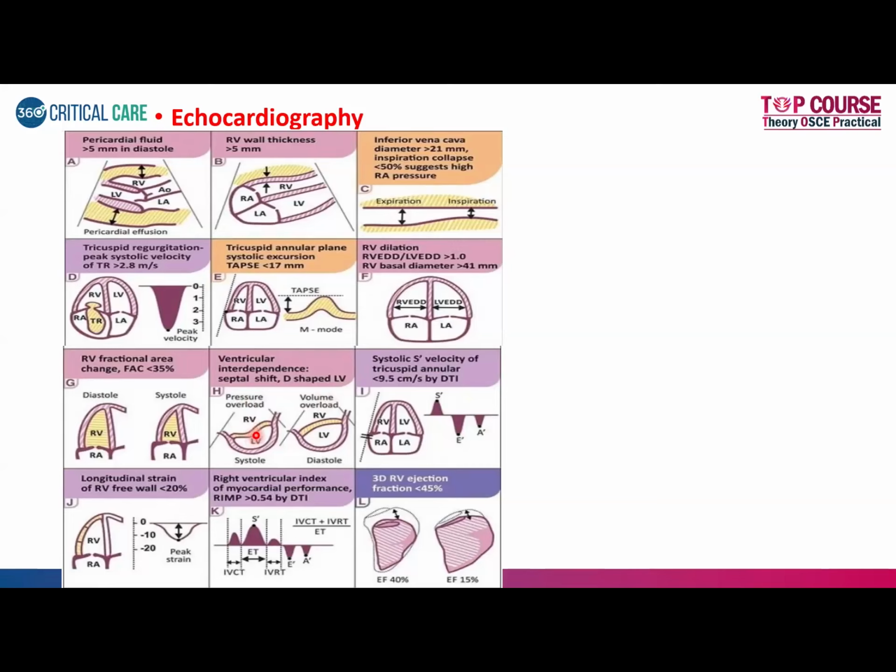And then we have the systolic velocity of the tricuspid annulus less than 9.5 centimeters per second, and then we have the longitudinal strain of the RV free wall less than 20%. So on and so forth. The things that you shouldn't forget are the RV wall thickness, the tricuspid regurgitation velocity, the TAPSE, the dilation, the fractional area change, and interdependence. At least these ones you should not miss.